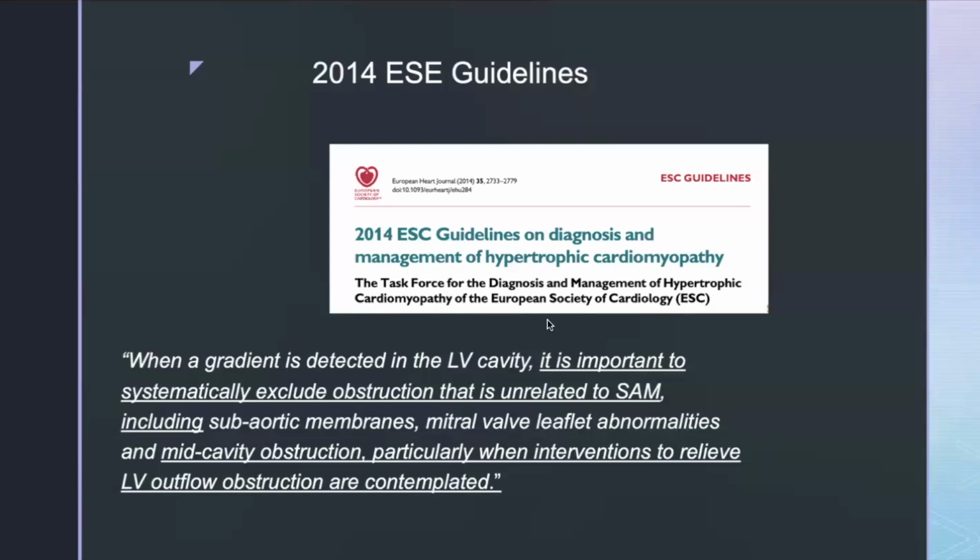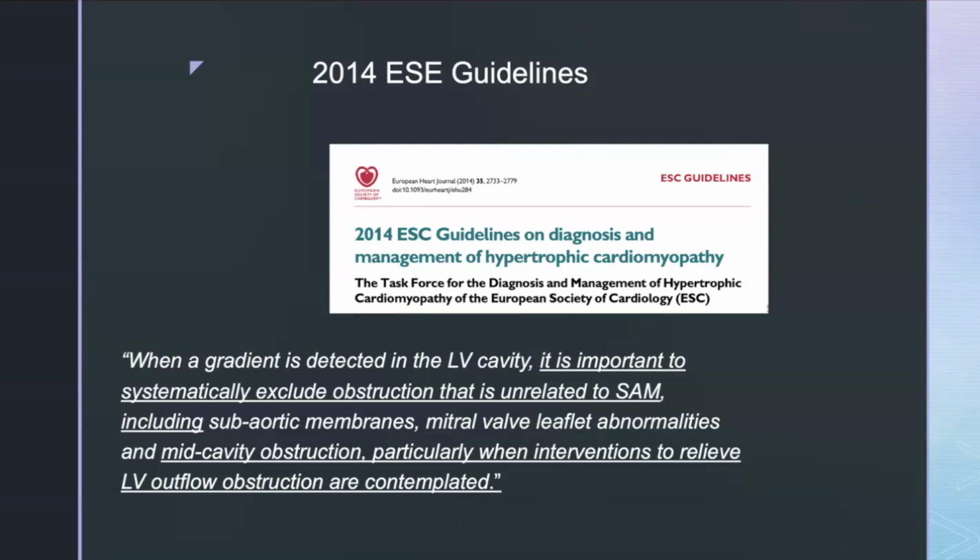And what it says, and even though it's an older guideline, I think it still applies, is: when a gradient is detected in the LV, it is important to systematically exclude obstruction that is unrelated to SAM, including subaortic membranes, mitral valve leaflet abnormalities, and midcavitary gradients. So what it's saying is, as a systematic approach for everyone, when you notice or incidentally pick up an intracavitary gradient, at this point you may not know where it is. In your head, you should systematically go, okay, let me zoom in and look for any SAM.